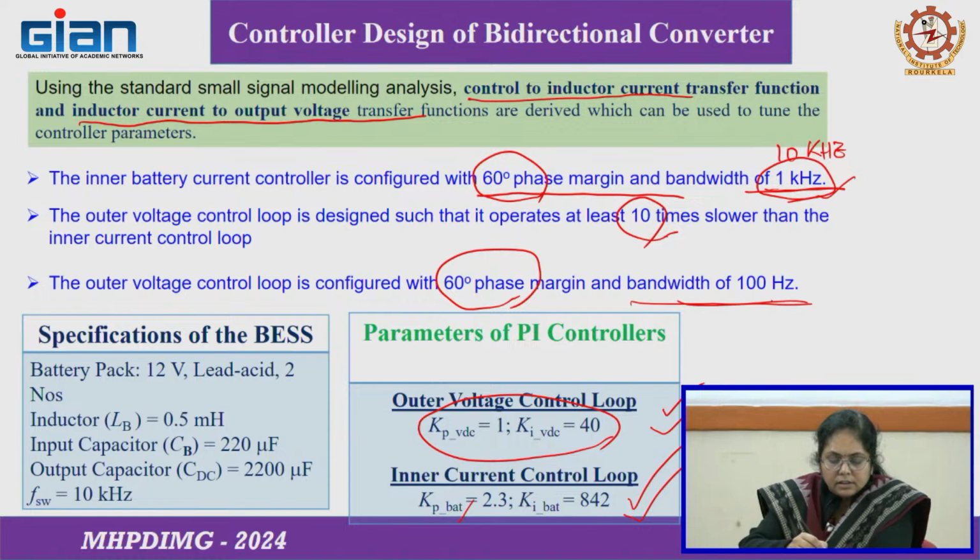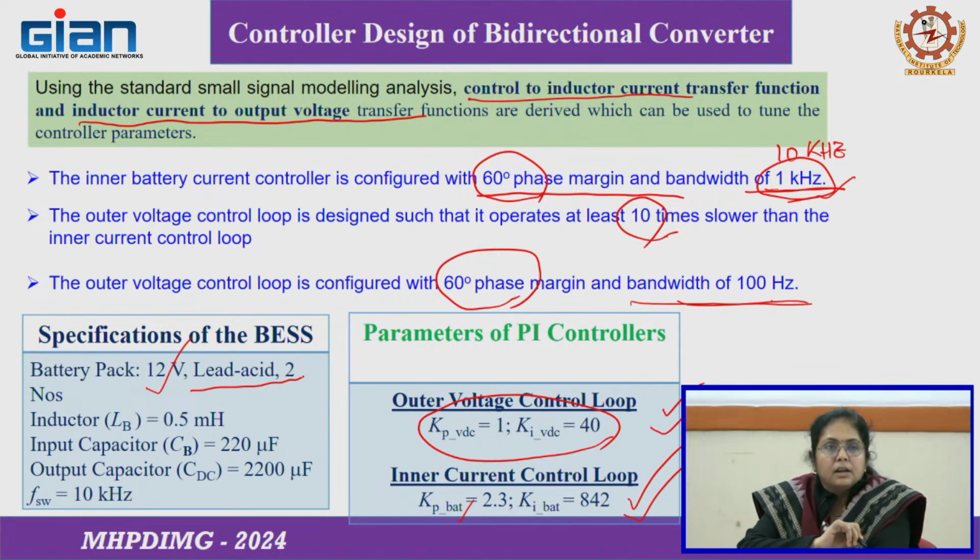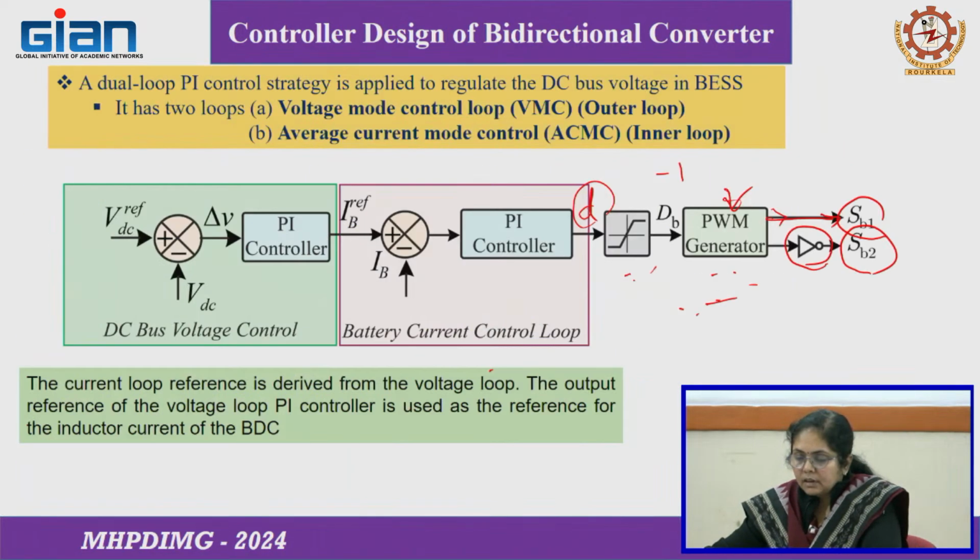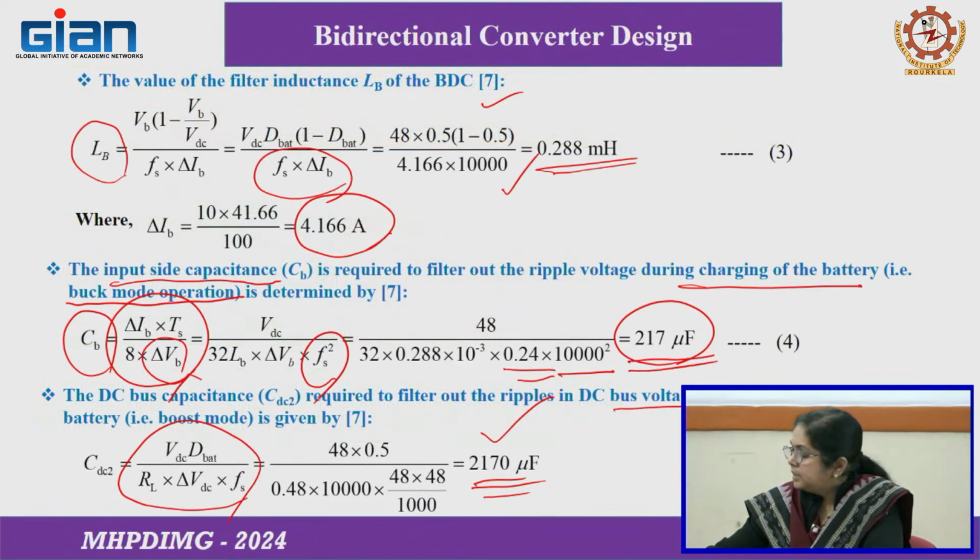So, here the battery voltage we have fixed to 24 volts. The market available battery is 12 volts. So, we are using 2 lead acid batteries, which are connected in series. Then the inductor we have calculated as 0.288, nearly 0.3.